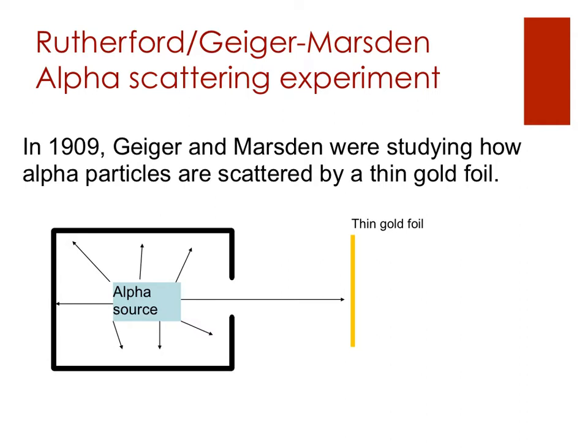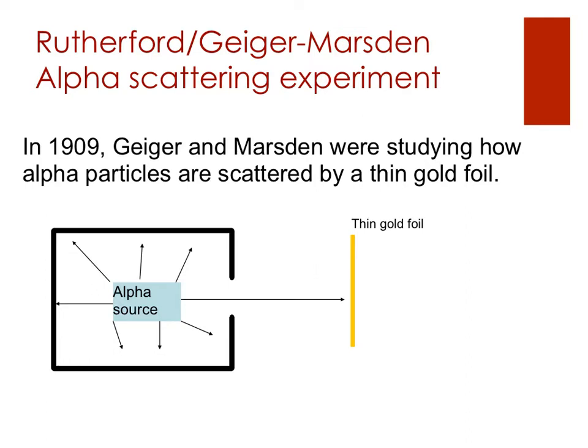Okay, so let's take a look at what's happening here. So first of all, I have an alpha source. And I'm going to put it in a box, and remember, it's radiation. So that means it's going to be given off in all different directions. It's random, spontaneous, and we can't predict what's going on or where it's going to go.